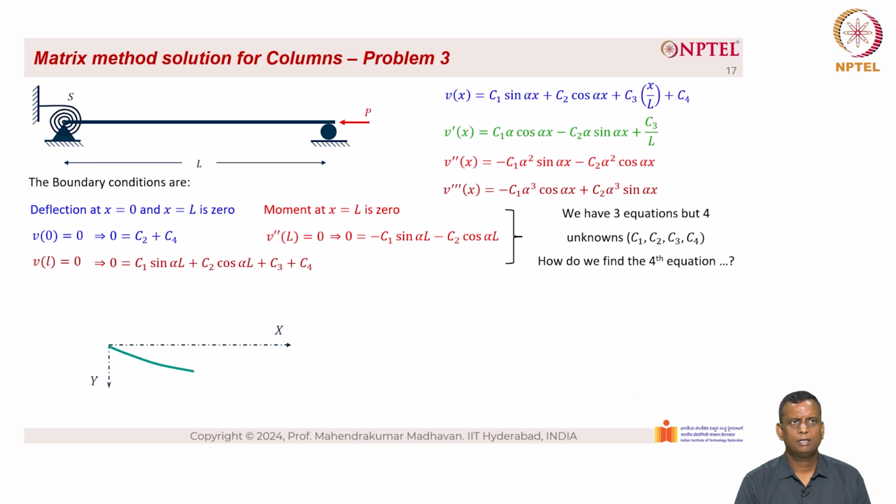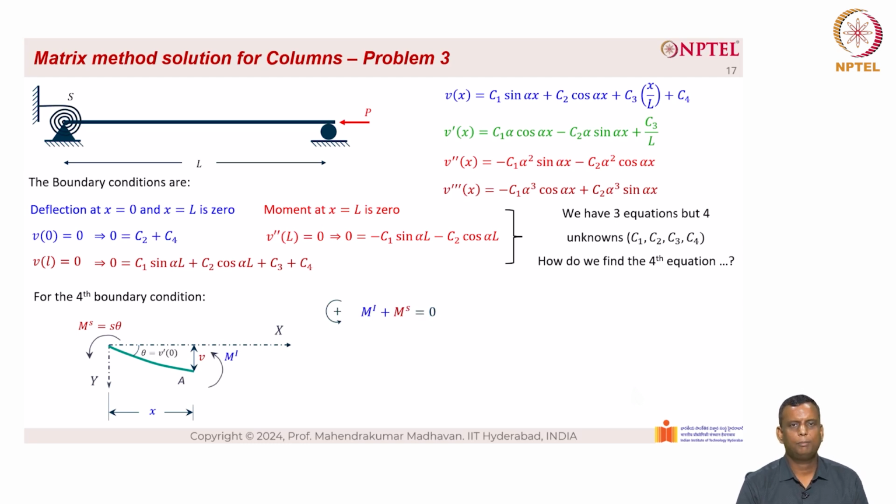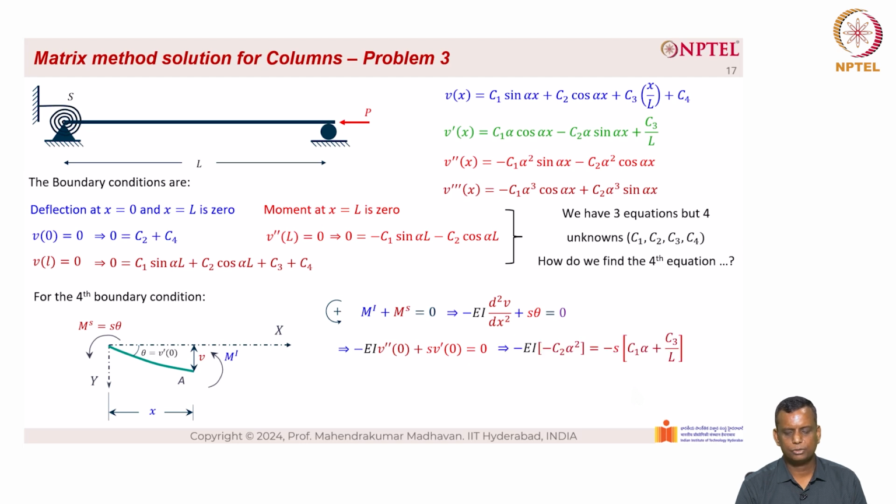So let's look at this plot here. We have the deflected shape due to the buckling. So we have at point A, the deflection is given as V, which is at the distance x from the left hand side. So for the fourth boundary condition, the applied moment is M sub s equal to S into theta. So theta equal to V dash of 0 at x equal to 0. So the internal resisting moment is M i. So when we take the equilibrium, we have M i plus M s is equal to 0. M i is given as minus EI into d square V by dx square and M s is S theta. So we have minus EI into d square V by dx square plus S theta is equal to 0. So minus EI into V double dash of 0 plus S into V dash of 0 is equal to 0, because slope is given as V dash of 0 at x equal to 0.